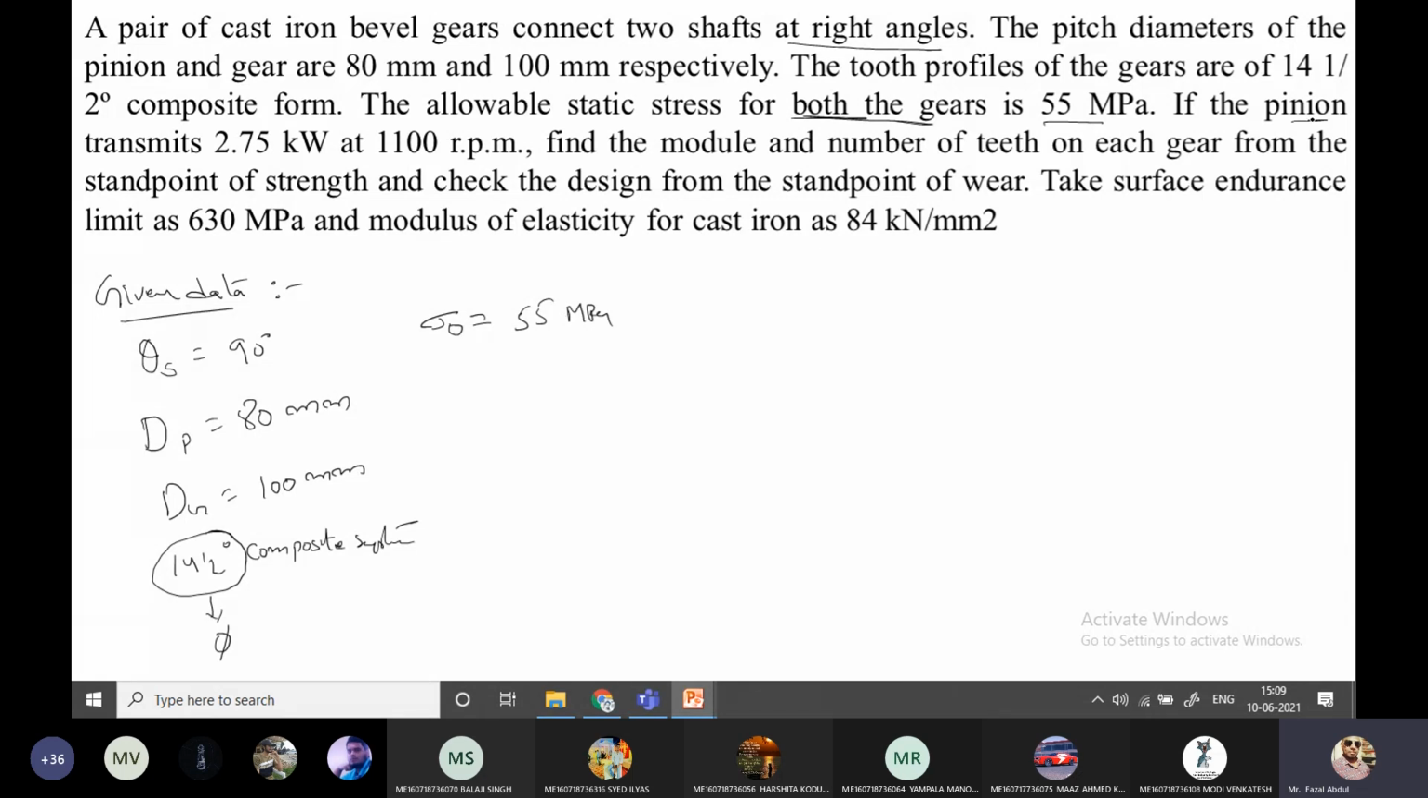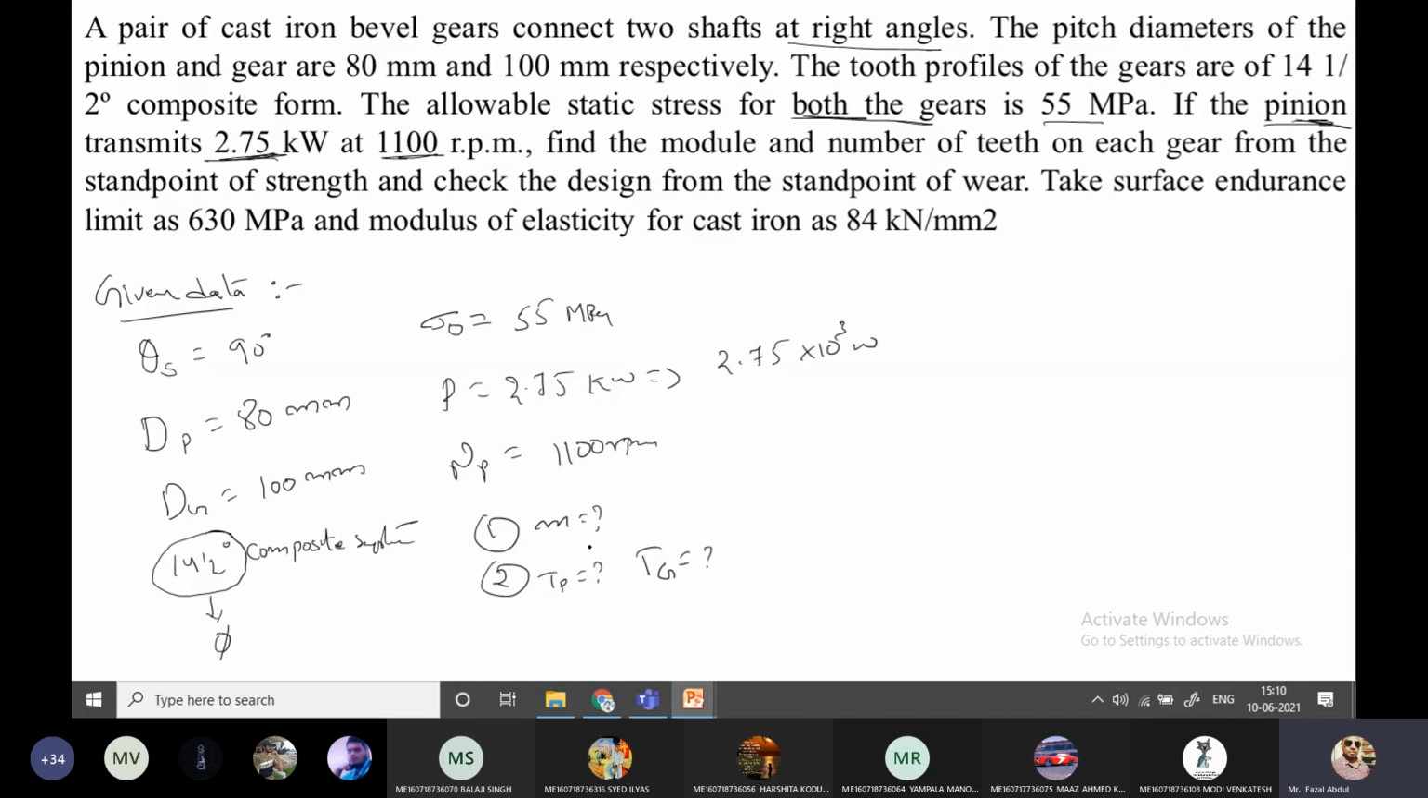The pinion transmits power of 2.75 kilowatts, so 2.75 into 10 to the power of 3 watts, running at a speed NP of 1100 RPM. Why am I taking NP? Because the question mentions the pinion transmitting 2.75 kilowatts at this speed. Find the module, that is the first question. And the number of teeth on each gear, the second question: TP and TG, the number of teeth on the pinion and on the gear.